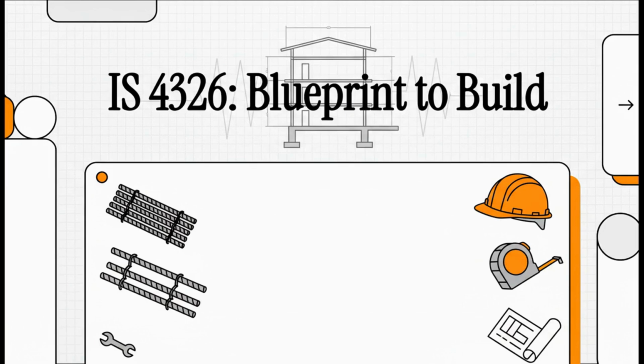So forget the abstract principles for a moment. This is all about the specific actions that make a building safe when the ground starts to shake. This is where the blueprint hits the rebar.